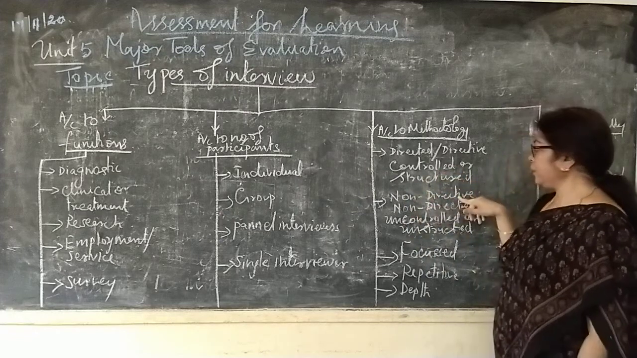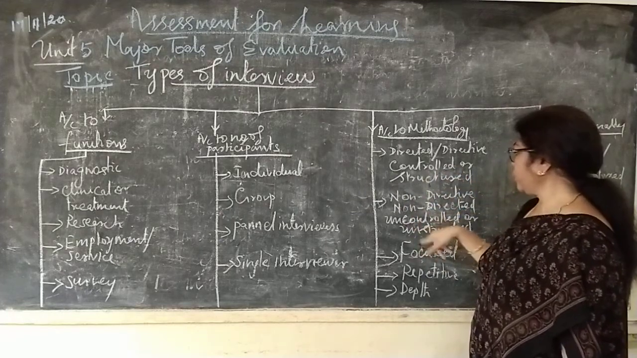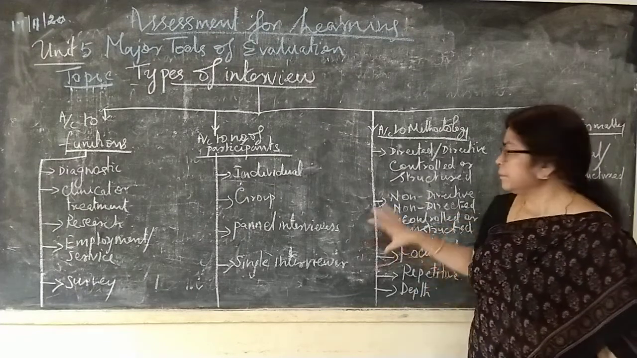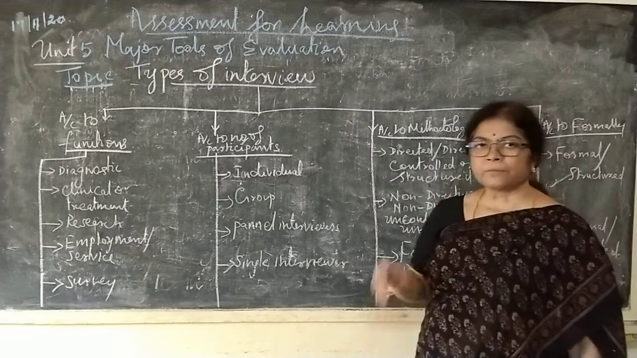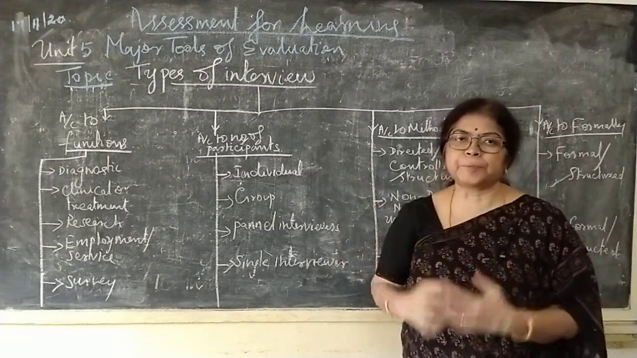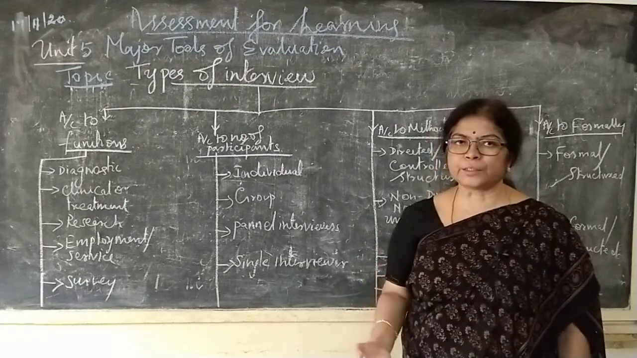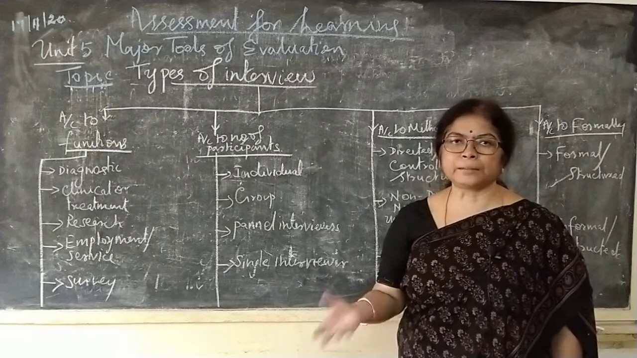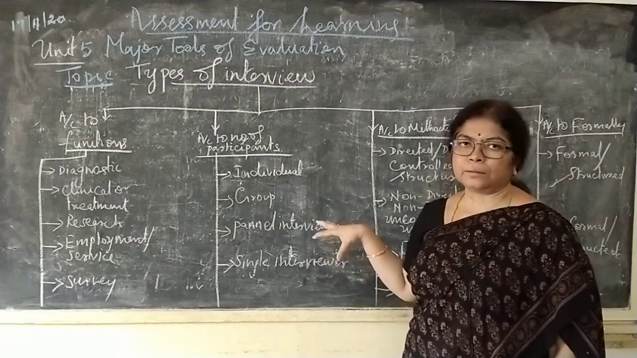Next one is non-directive, non-directed, uncontrolled or unstructured one. This type of interview may happen in villages. In villages the interviewer cannot say, I want only this purpose, this data, please speak, because they are uneducated. They will be irritated. They may ask why I should give. So it is undirected one should be there.